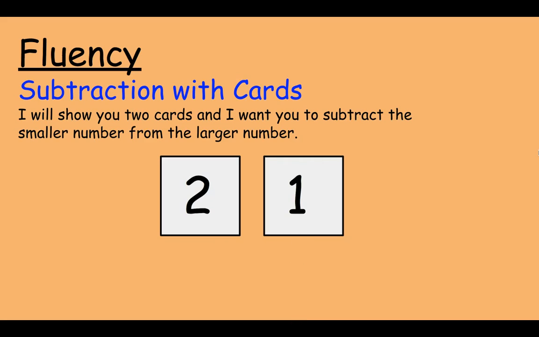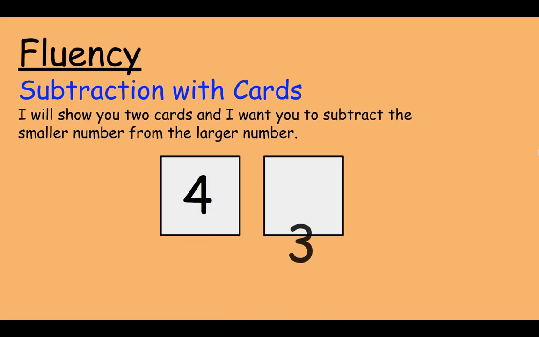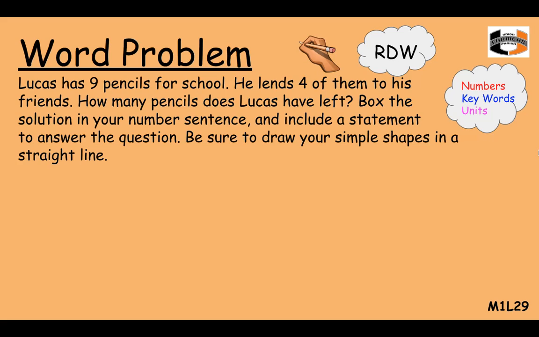Right? Out of these 2, what's the larger number? 2. So you're going to say 2 minus 1 equals 1. Last set of cards. What's the larger number? 4. So 4 minus 3 equals 1. All right. So we're going to go to our word problem for today.